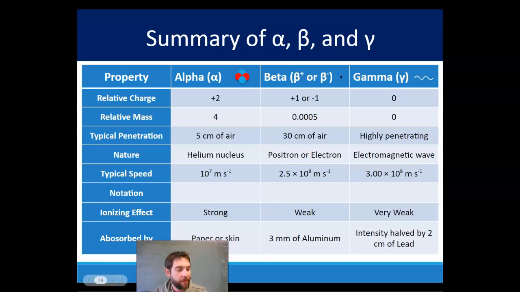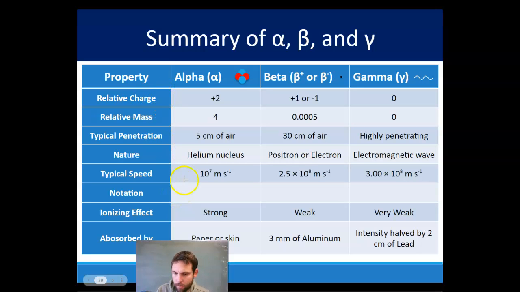All right, so a nice summary of alpha, beta, and gamma. We've got the relative charge, relative mass, typical penetration, nature, typical speed, ionizing effect, and what it's absorbed by. Yes, you need to know approximately how much is absorbed. At least know that alpha are really massive, and that's absorbed by a small item like a piece of paper or some skin. And gamma can get through a lot of stuff. 2 centimeters of lead is halving the intensity.